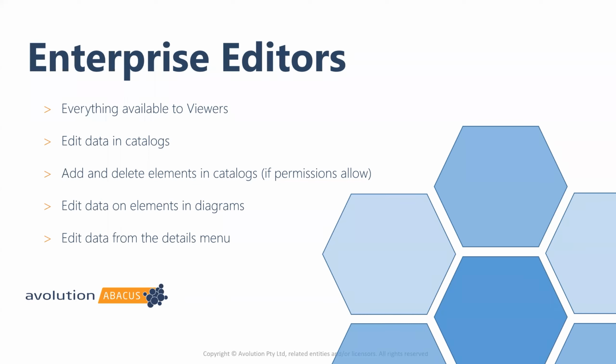Now let's get into who we can set up as enterprise editors. So enterprise editors have everything available to them that viewers have available to them, but they can also edit data in different places. This includes editing data in catalogs. That's actually where they have the most options available to them because catalogs are where they can also add and delete elements. But editors are actually also able to edit data on elements and diagrams, so they can open up a properties window where they can edit both properties and attachments.